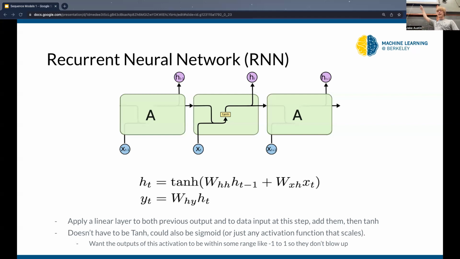So by doing a tanh on the output of every single cell, on the output here and here, we make sure that the values are between -1 and 1. So when we're doing all of these repeated matrix multiplications, things don't blow up too badly.